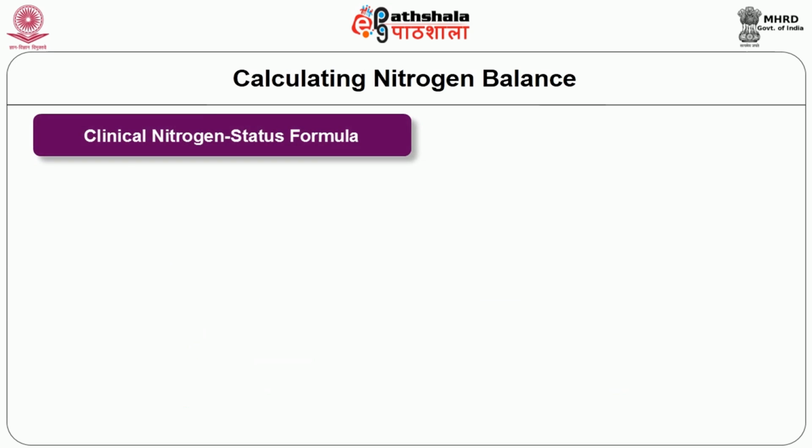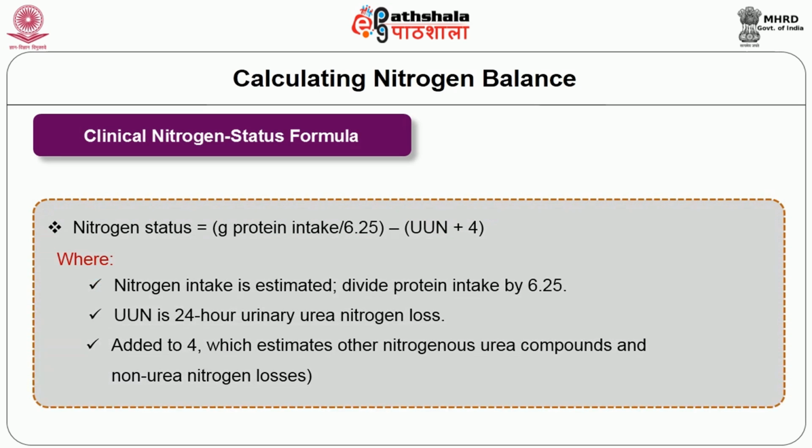So, the clinical nitrogen status formula: nitrogen status is equal to gram protein intake divided by 6.25, minus UUN, the urinary urea nitrogen, and this will be added to 4, which estimates other nitrogenous urea compounds and non-urea nitrogen losses also considered, so that you will have a nitrogen status.